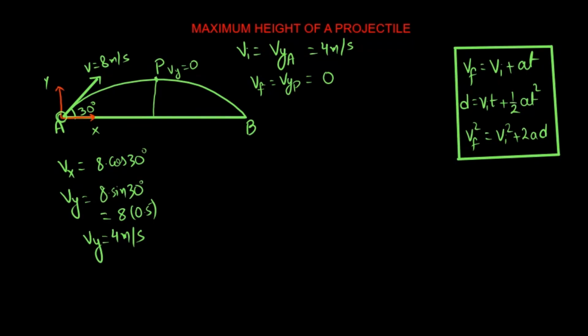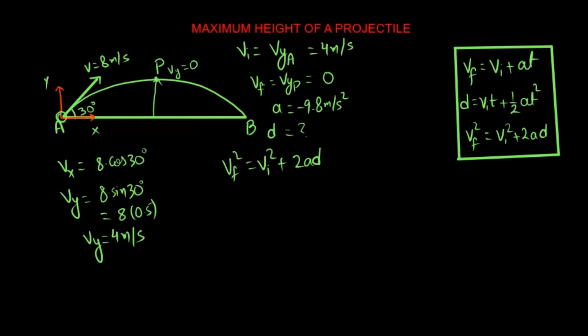We also know that in the vertical direction, a is minus 9.8, and we are trying to find the displacement in the y direction. Now we have Vi, Vf, a, and we need d. Find the equation that contains these 4 variables, Vi, Vf, a, and d. That would be the last equation. So let's use that one. Vf squared equals Vi squared plus 2ad.